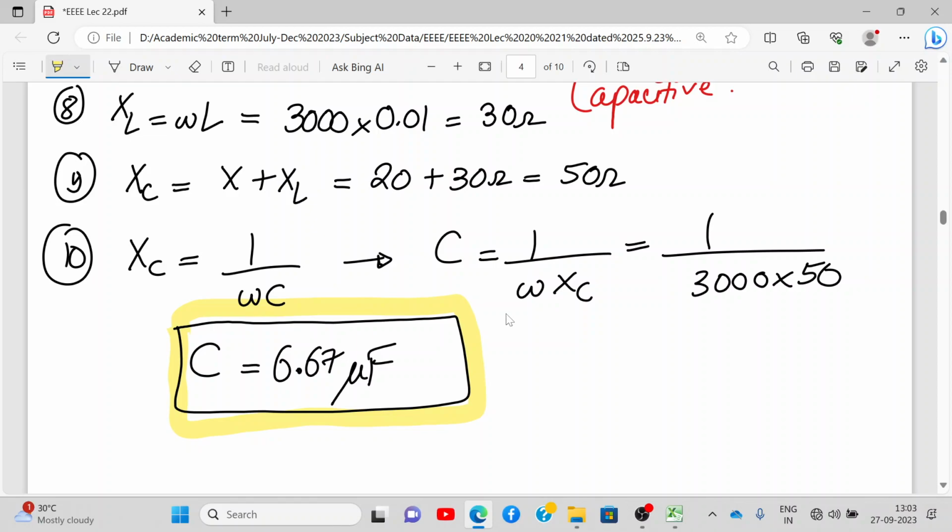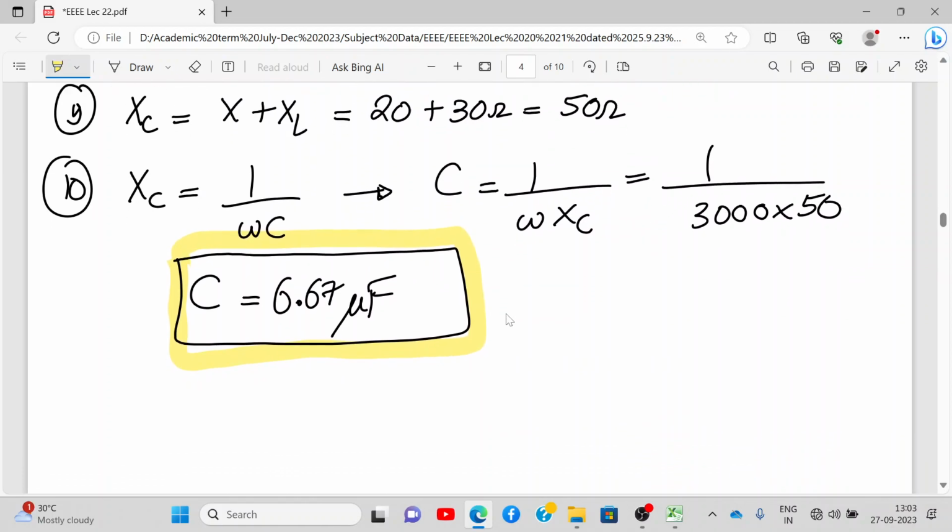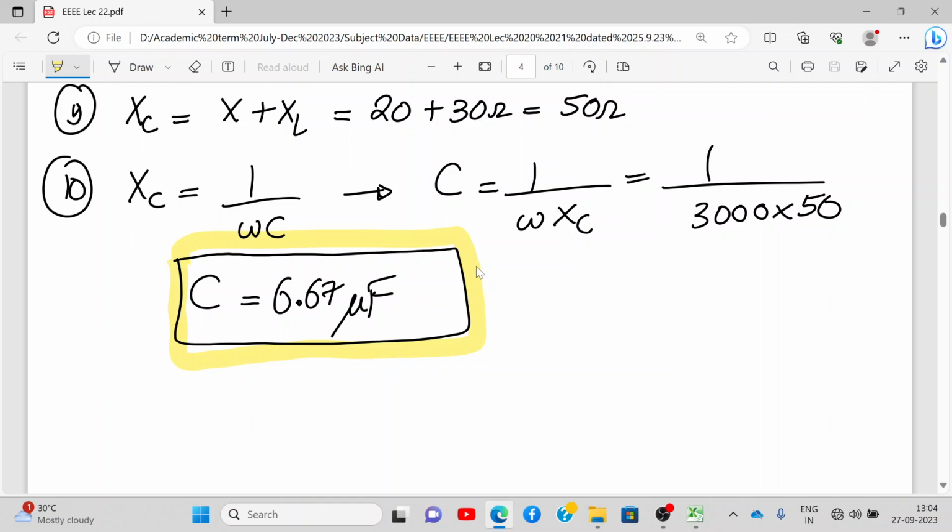Any doubt, anyone? There is one more way of finding this, but that is fine. Completed? Yeah. So we end the lecture over here. One more numerical is there. That I will give to you as a home assignment. I'll give the solution also, but don't watch the solution. Try to solve it on your own. All right? So that's it for today.